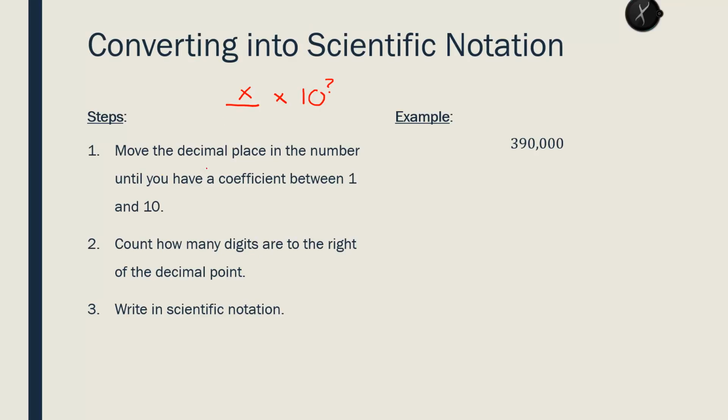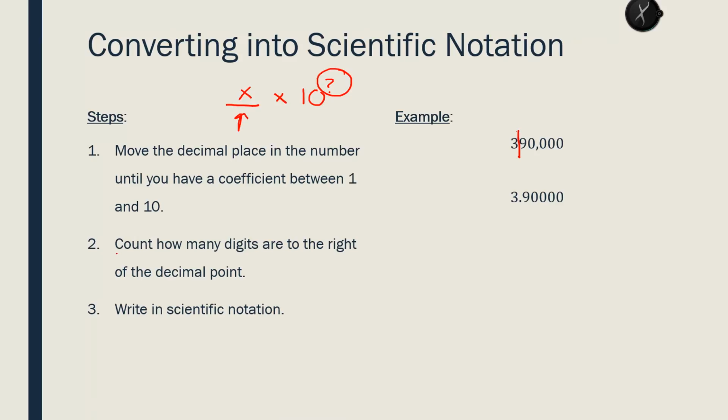Your first step is to move the decimal in the number until you have a coefficient between 1 and 10. The best place would be right here, and sometimes I just draw a line to separate it. If I put a decimal here, I have the number 3.9. Is that between 1 and 10? Yes, so my coefficient will be 3.9. I'm going to keep all those zeros after it for now, because that's going to tell me what our exponent is going to be.